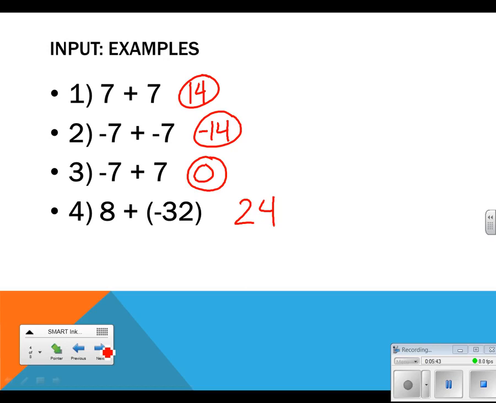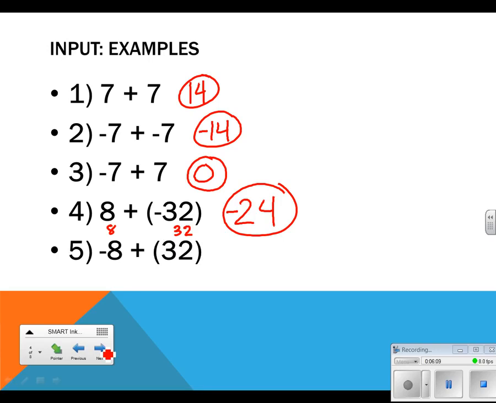Well, what's the absolute value of 8? 8. What's the absolute value of negative 32? 32. Remember, it's how far they are from 0 on a number line. 32 is bigger. And since 32 is negative, your answer is negative. So essentially, you keep the sign of the greater number when you look at just the numbers, if you don't focus on positive or negative.